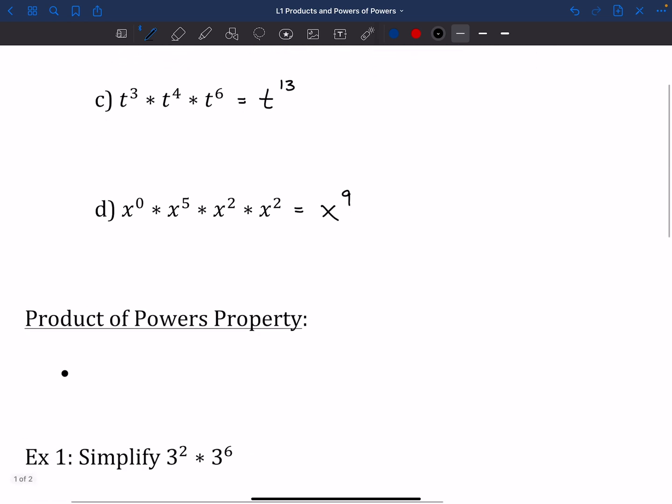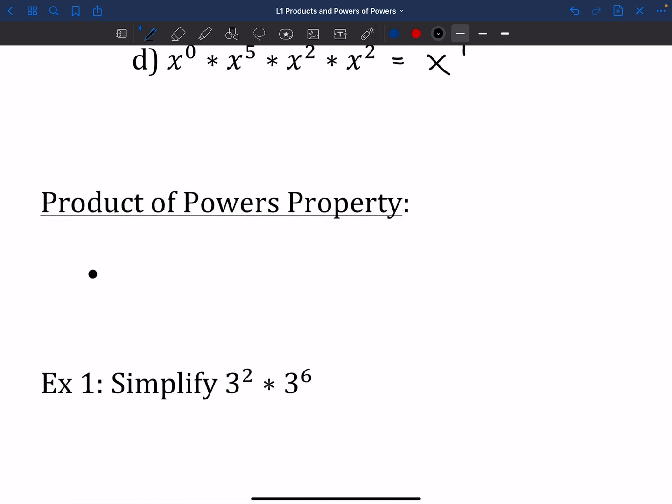All right, so that's leading us into talking about our product of powers property, which is not super complicated. Let's think it through.